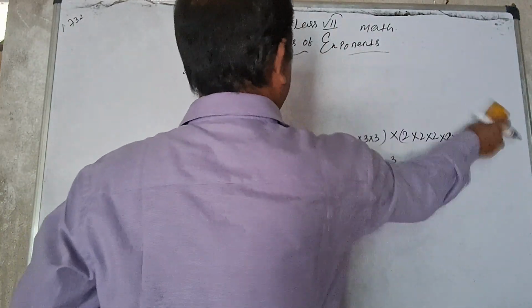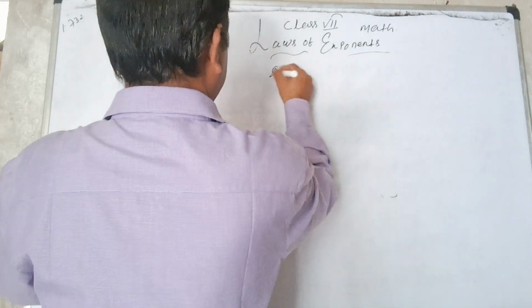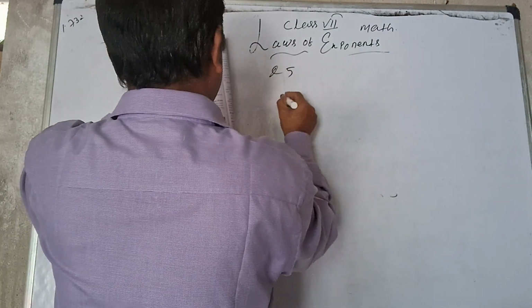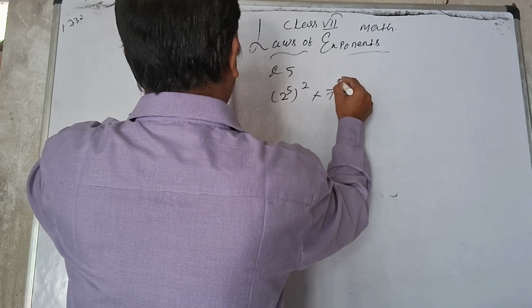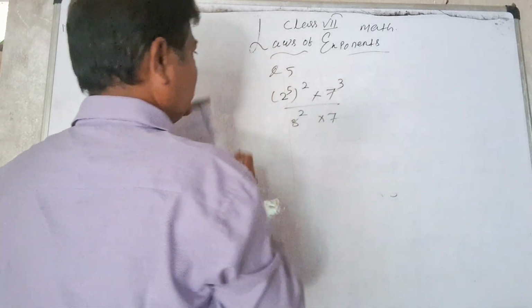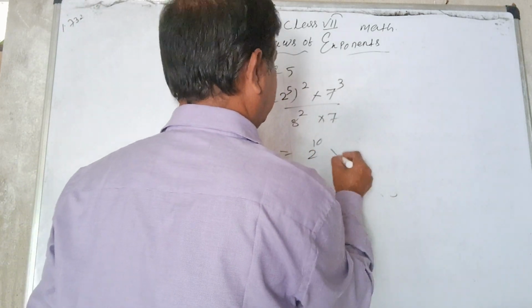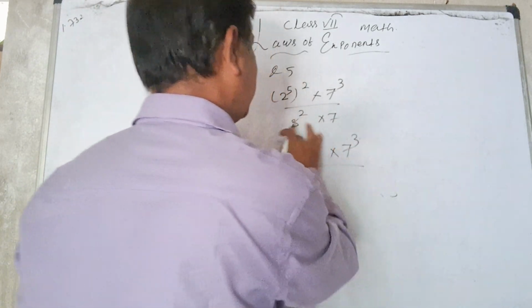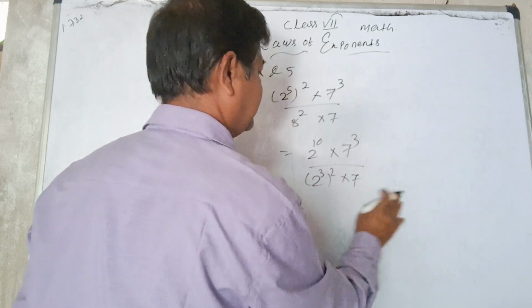Now question number 5. What is the question? 2 to the power 5 whole power 2 into 7 to the power 3 divided by 8 squared into 7. Here 2 to the power 5 whole squared, the answer will be 2 to the power 10 into 7 power 3. Similarly, 8 is 2 to the power 3 whole to the power 2 into 7.